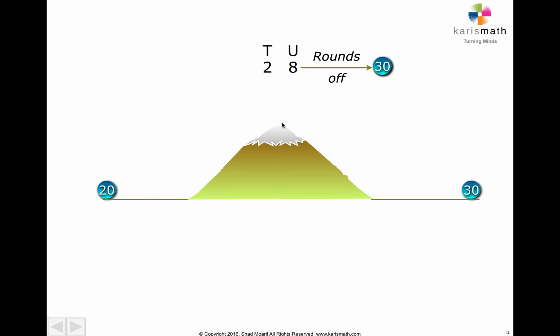28, what do you think? Does it go towards 30 or 20? Very good. 28 rounds off to 30. Excellent. What about 22? Yes, you're right. It rounds off towards 20. Very good.